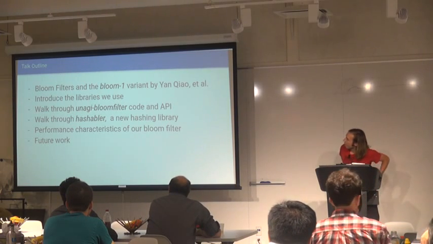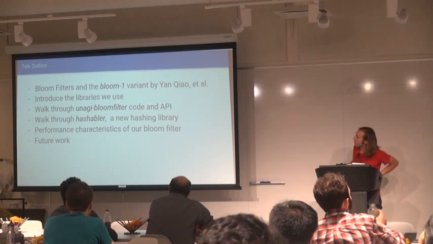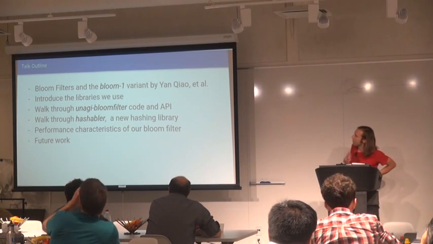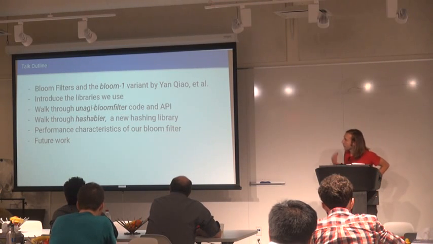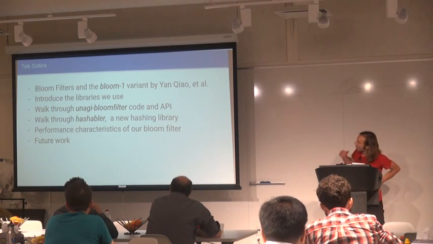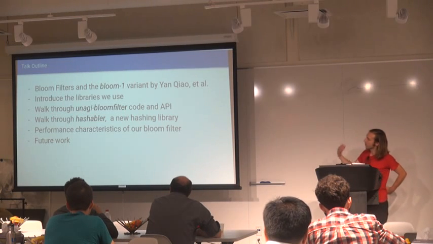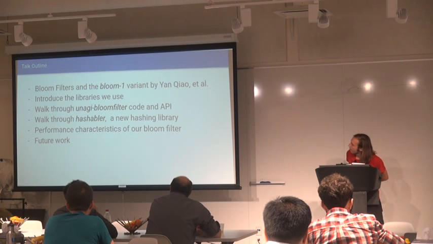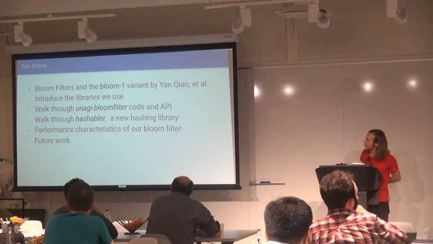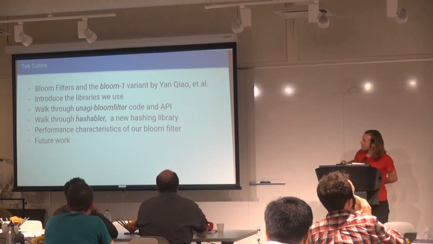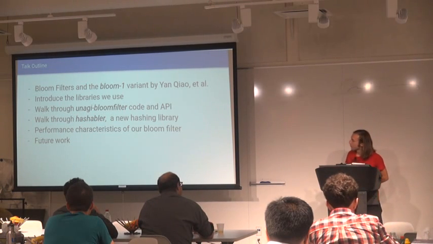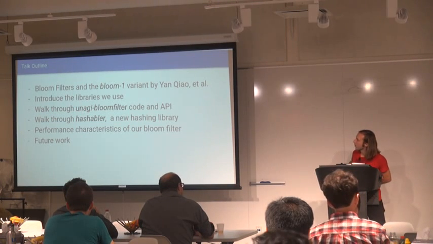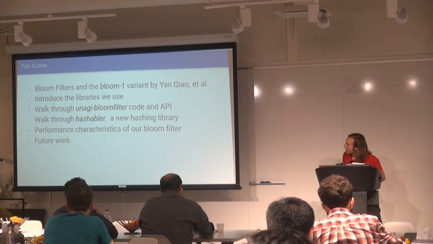So here's kind of the outline. I'll talk about bloom filters kind of briefly, assuming a lot of people are familiar with them. Talk about this variant called Bloom1 that I chose for this library. I'll talk about the dependencies that I'm using and that are going to be useful if you want to do similar kind of work in Haskell. We'll go through the code and the API and just jump around and talk about some maybe interesting points. I'll also talk about another library I wrote as a kind of a dependency because I needed it for this library called hashabler, which is a hashing library.